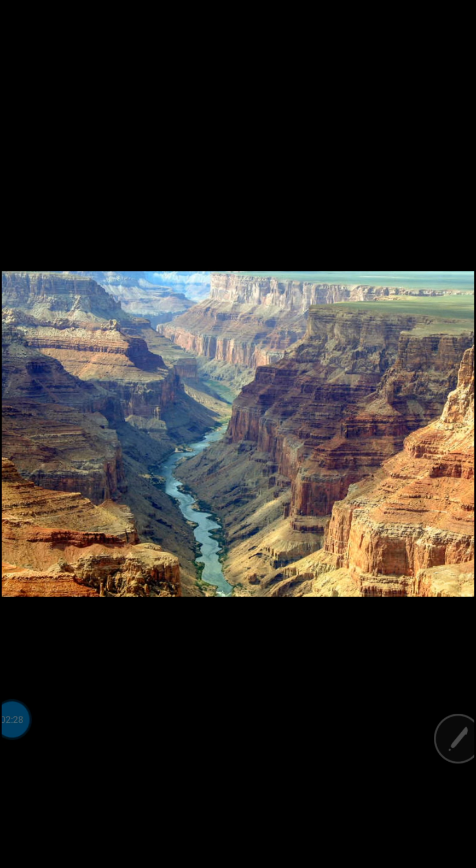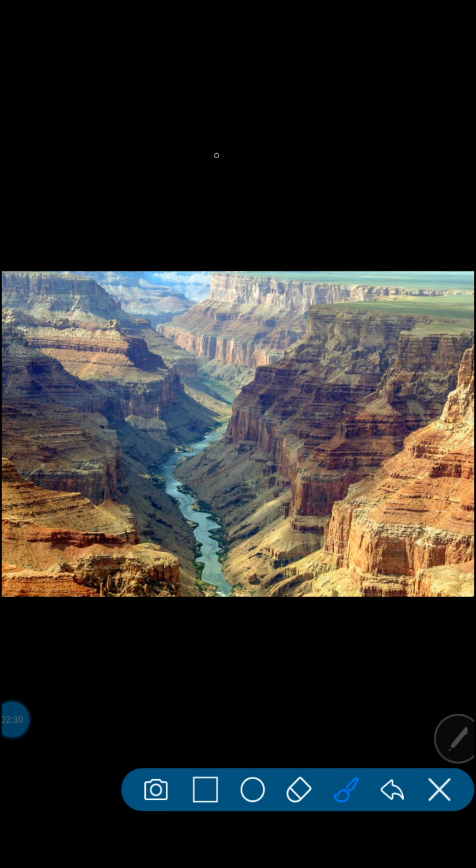Canyons. Canyons are also valleys. Okay, but these valleys are very deep, and most of them have a river.